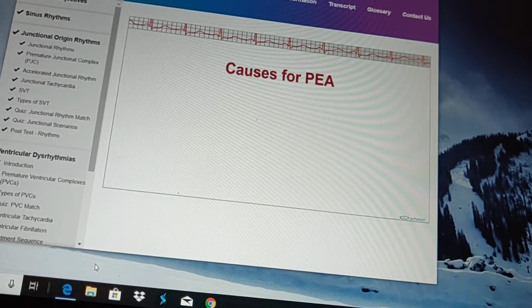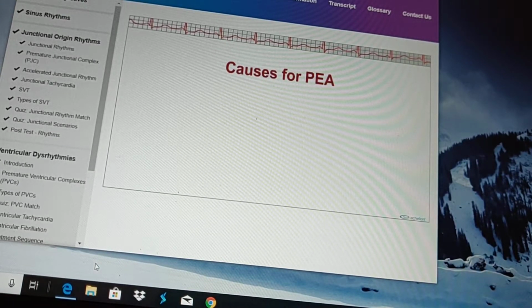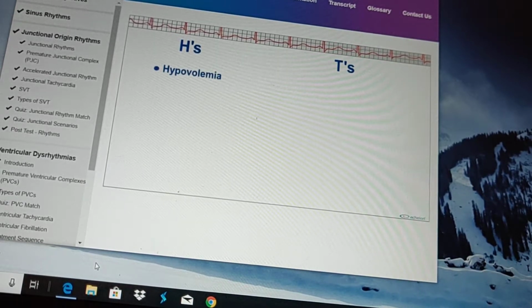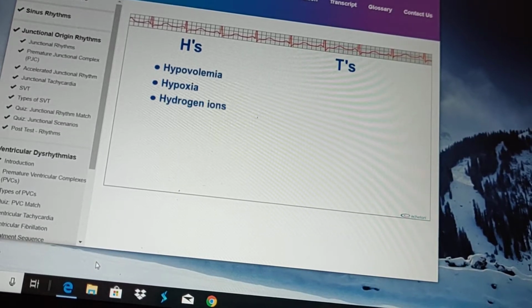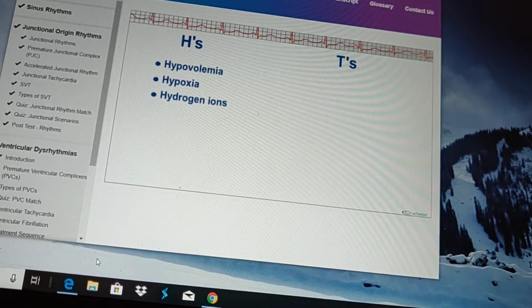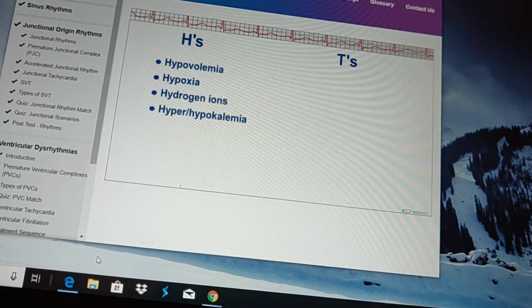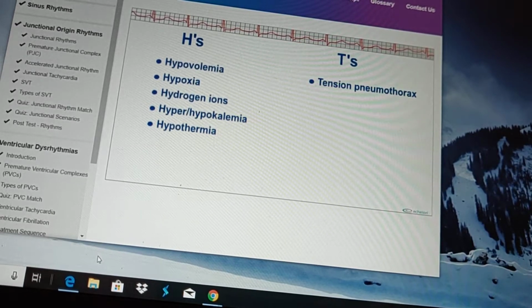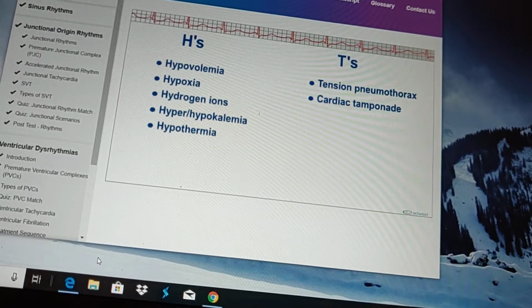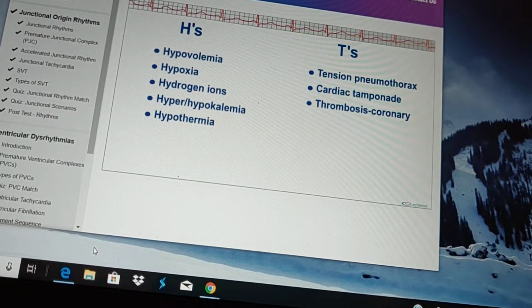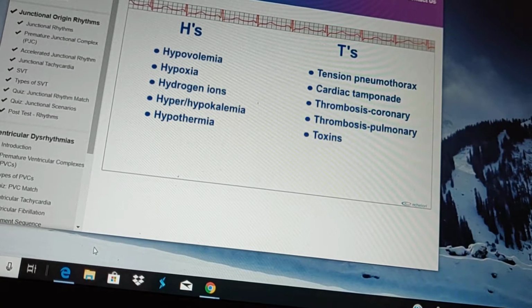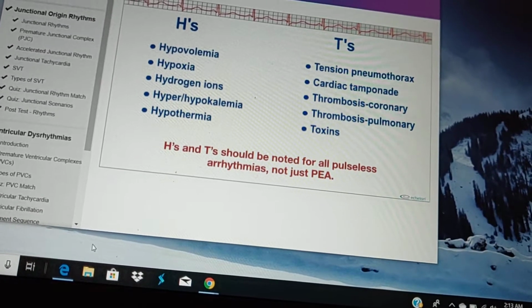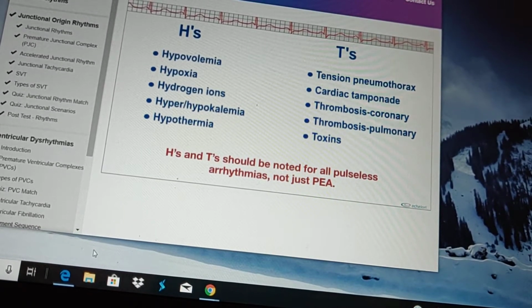There are several possible causes for PEA. You can remember them by H's and T's. The H's are hypovolemia, hypoxia, hydrogen ions or acidosis, hypo or hyperkalemia, and hypothermia. And the T's are tension pneumothorax, cardiac tamponade, thrombosis, coronary or pulmonary, and toxins. H's and T's should be noted for all pulseless arrhythmias, not just PEA.